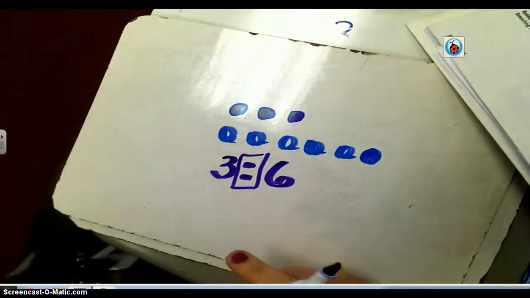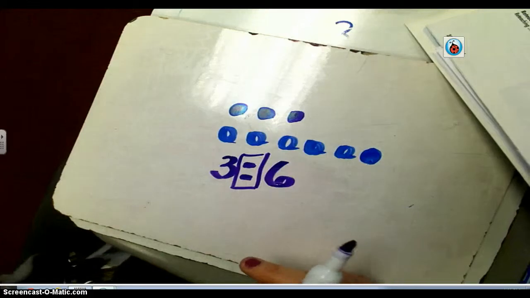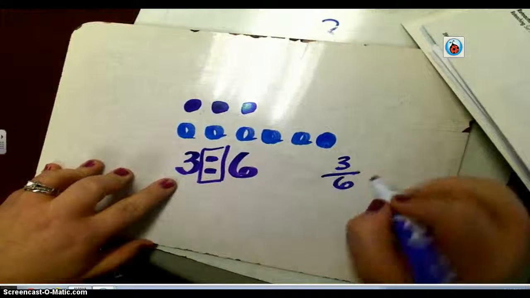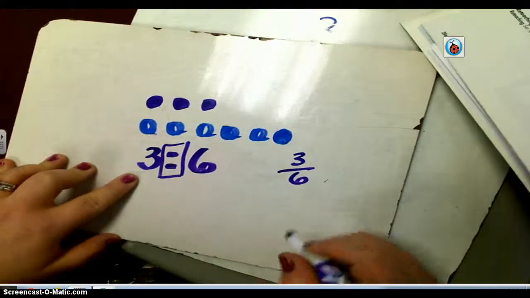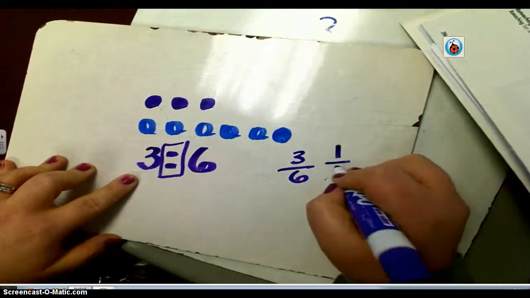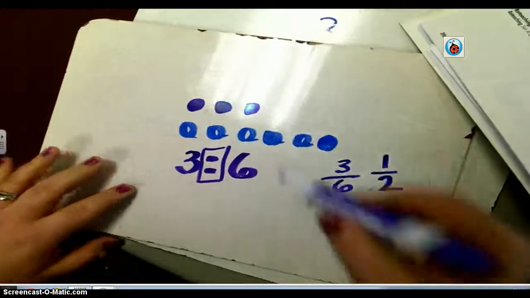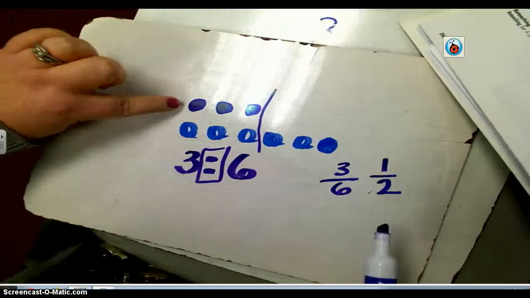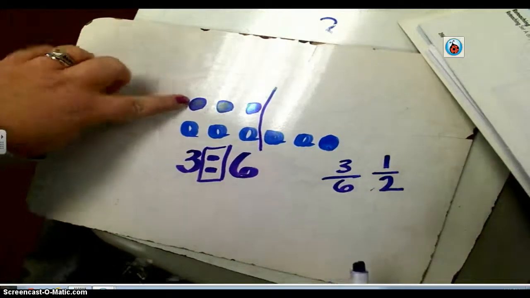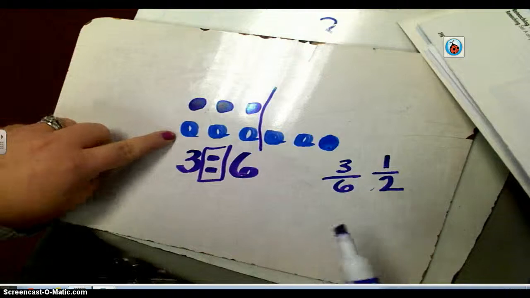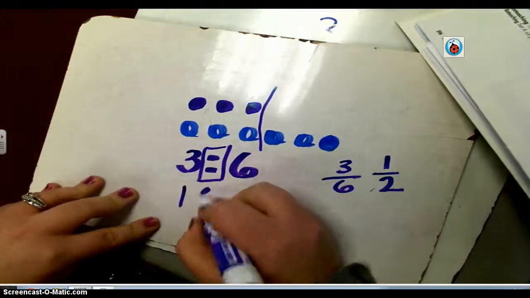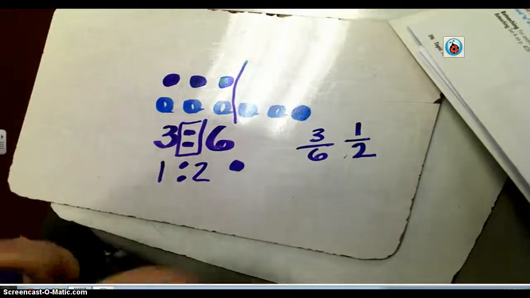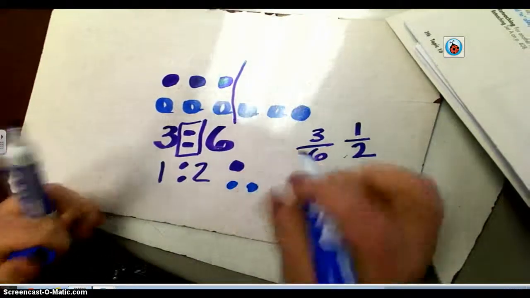Okay? Ratios are kind of like fractions in the sense of there's equivalent ratios just like there's equivalent fractions. If this was written as a fraction, 3 over 6, what would this reduce to? 1/2. Let's think about that. What they're telling us here is I have half the number of purple that I do blue, right? So I could also say this ratio is 1 to 2. For every 1 purple, there are 2 blues.